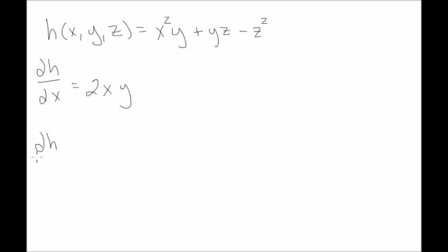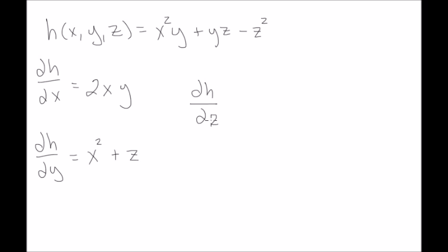I take the derivative with respect to y. In this first term, I treat my x squared as a constant, and the derivative of y is 1, so I'm done. In the second term, the derivative of y is 1, and so I'm left with my constant z. There is no y in the third term, so I'm finished.